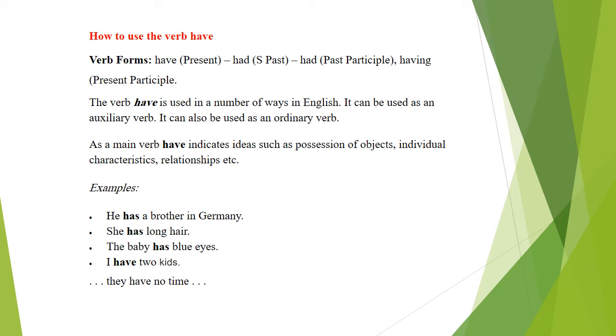I have 2 kids. Have here is the possession of objects, so ownership. I, subject, have, ordinary or main verb, 2 kids, object. They have no time.